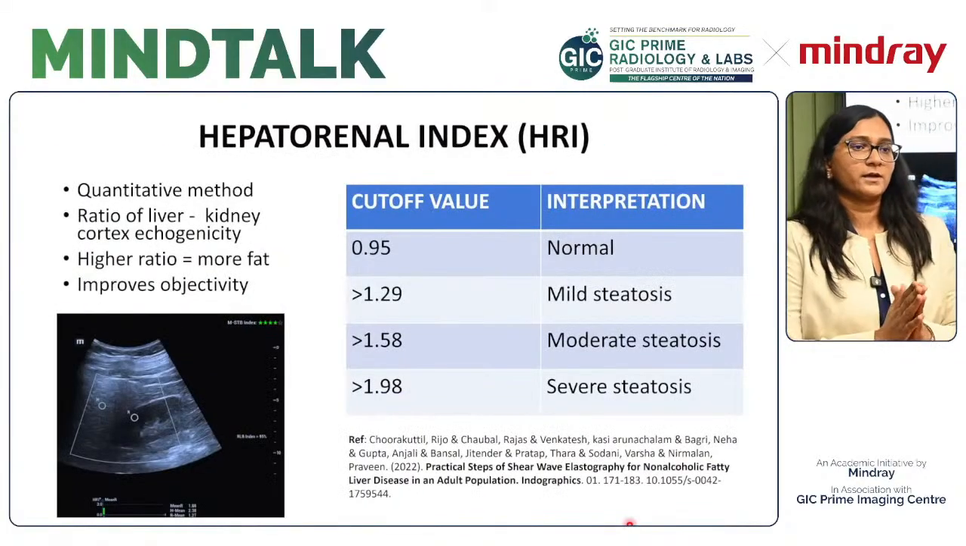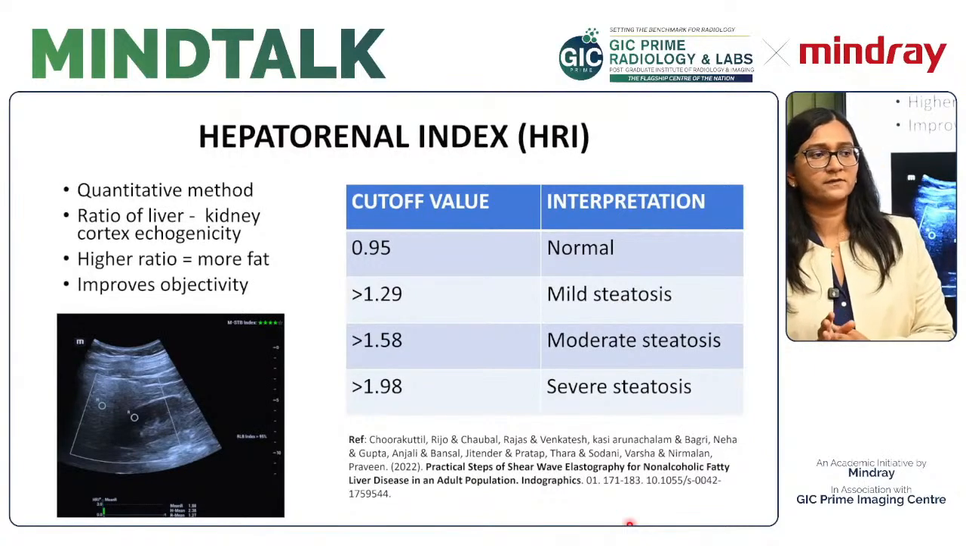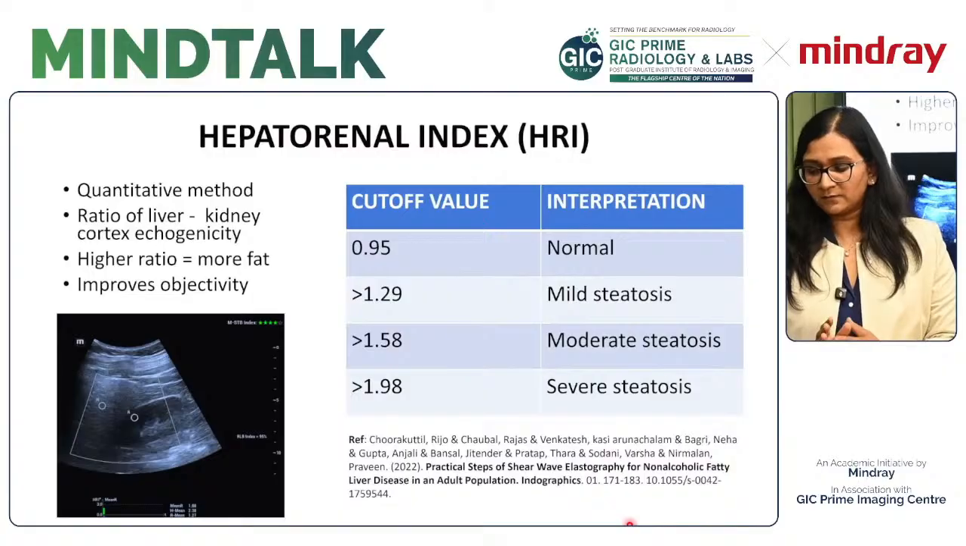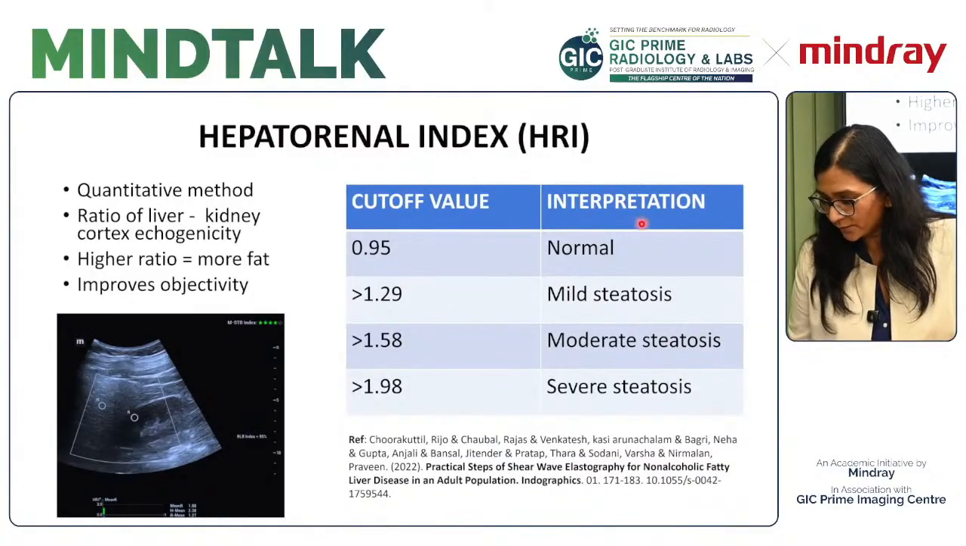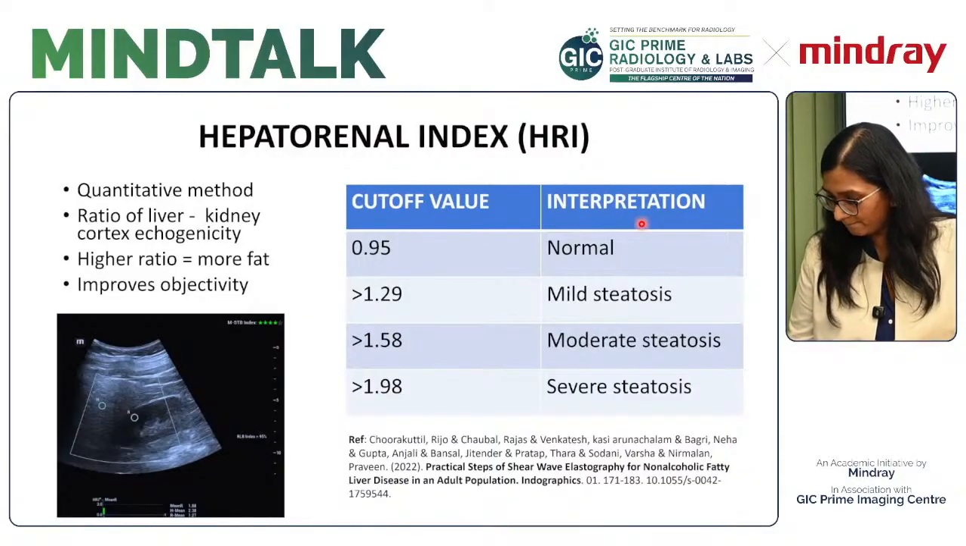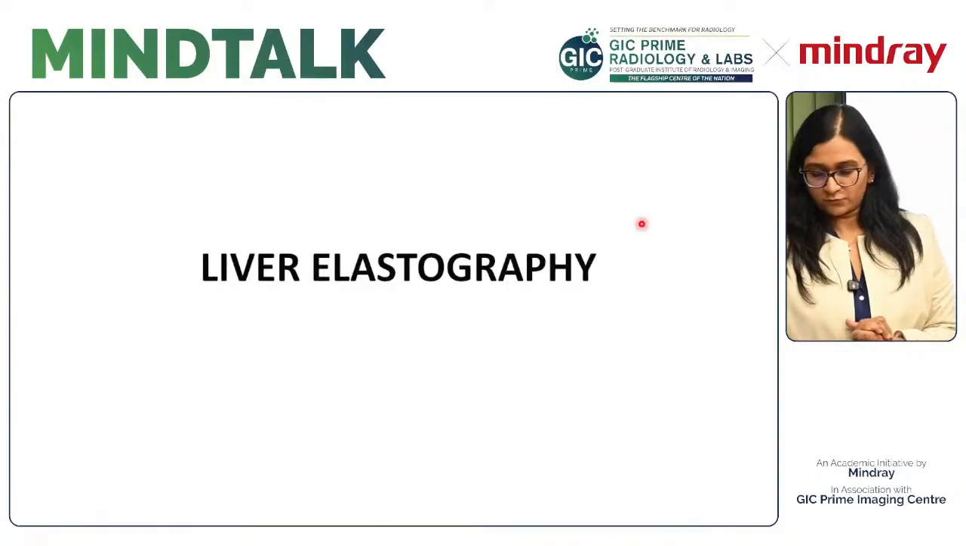Another quantitative method to measure the liver fat is the hepatorenal index. We compare the echogenicity of the liver to the kidney, and this improves the objectivity. Here I have mentioned cutoff criteria for interpretation. Now we will move forward to liver elastography.